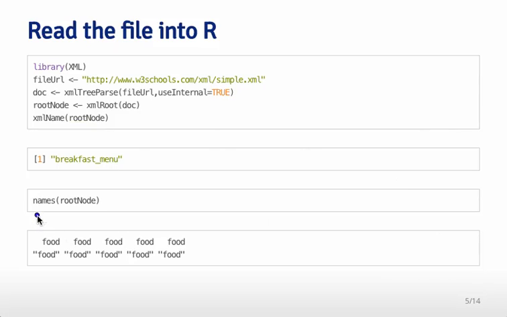You can also look at the names of the root node. When you do that, what it's telling you is what all the nested elements within that root node are. So the root node wraps the whole document, and the whole document is a breakfast menu. Then there are 5 different breakfast items on this menu, and each one is wrapped within a food element. So you get 5 food elements if you look at names of the root node.